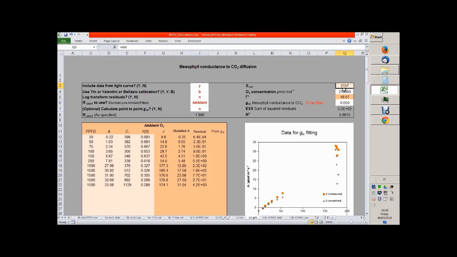Here in Q3 we can specify what Rubisco specificity factor to use. By default, this is copied from sheet 11, but if preferred, another value can be used by just typing the number in here. For instance, 2400. The value of GM, which minimizes the sum of residuals, is found with solver.